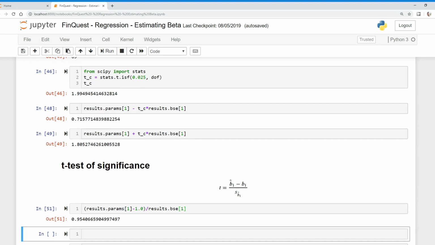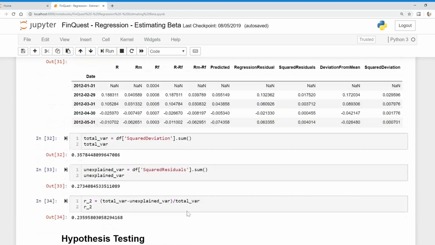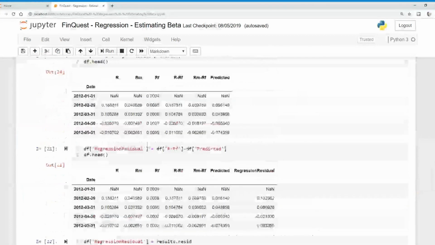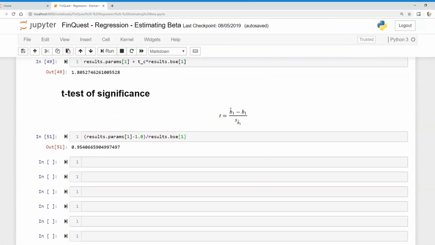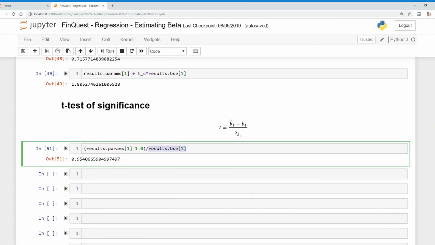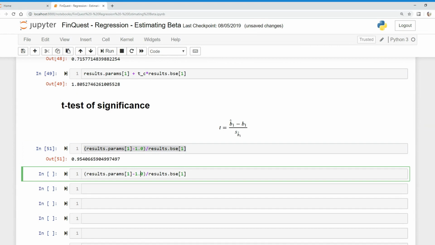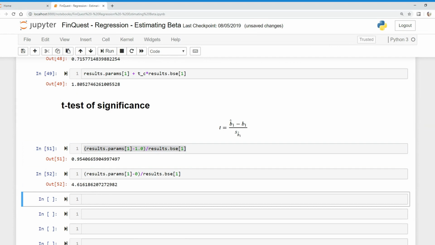I also want to state that if we look at our results, we get a t value for our slope coefficient of 4.616. This is important to understand. But that's because we are using a null hypothesis of 0. We are testing a null hypothesis of 1. We can see how they obtained that value by taking our same formula here, and instead of subtracting 1, we subtract 0, and we should get 4.616.